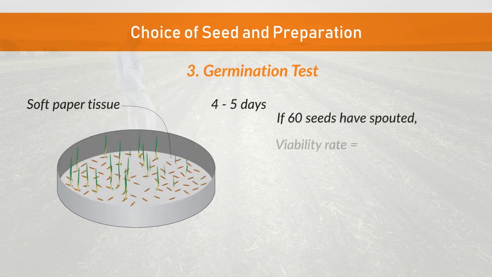It's important to remember that a higher viability rate means you have good healthy seeds for sowing, and therefore your chances of germination are higher and the yield should be greater at the end of the season. Now at this point the seeds are ready for sowing.